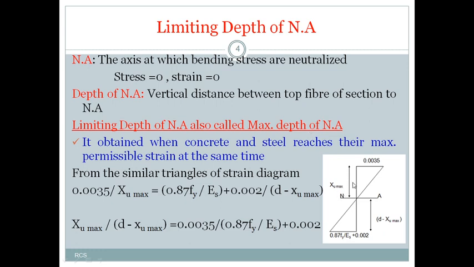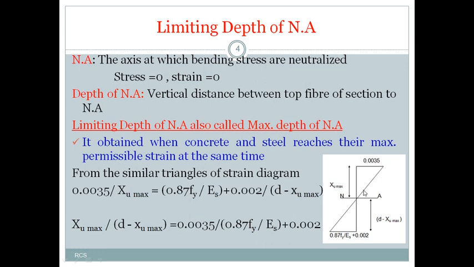The actual depth of the limiting depth of neutral axis can be calculated using this diagram, based on the principle of similar triangles. Here we have two triangles. Above the neutral axis it forms one triangle, and below the neutral axis it forms another triangle. The upper triangle is related to the compression zone, and the lower triangle is related to the tension zone.